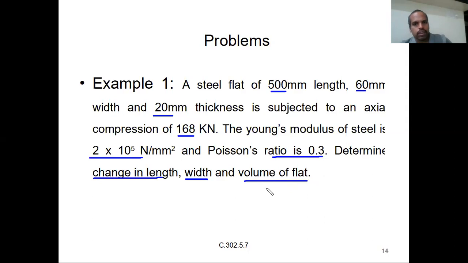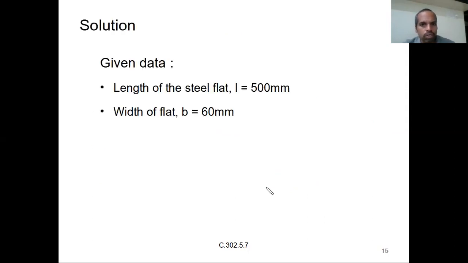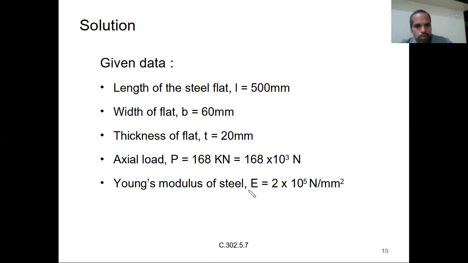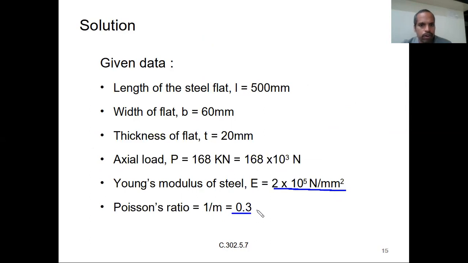That is what the problem. Now let us see how to calculate. The length of the flat is the original, initial length. Axial load P is equal to 168 kilonewtons, nothing but 168 into 10 to the power 3 newtons. Young's modulus of the steel is 2 into 10 to the power 5 newton per mm square. Poisson's ratio is 1 by m, which is 0.3. These are the given data.